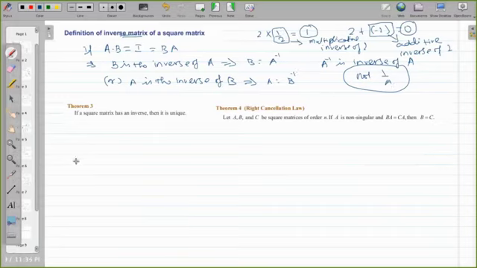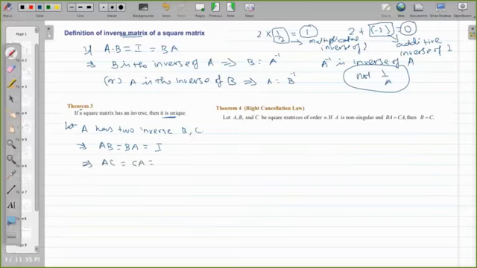Okay, children? Now, see theorem 3. If a square matrix has an inverse, then it is unique. Okay, children, I just take a matrix A. It has two inverses, I consider, like B and C. Children, that means what will I write? AB equal to BA equal to I. I write this. AB equal to BA is equal to I. Correct? Then from the second one, I will write AC equal to CA is equal to I.